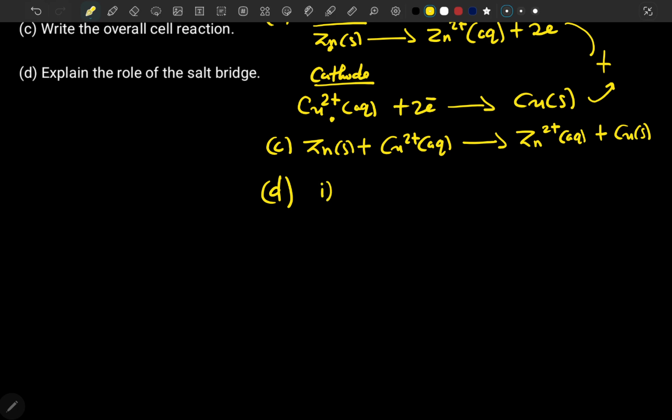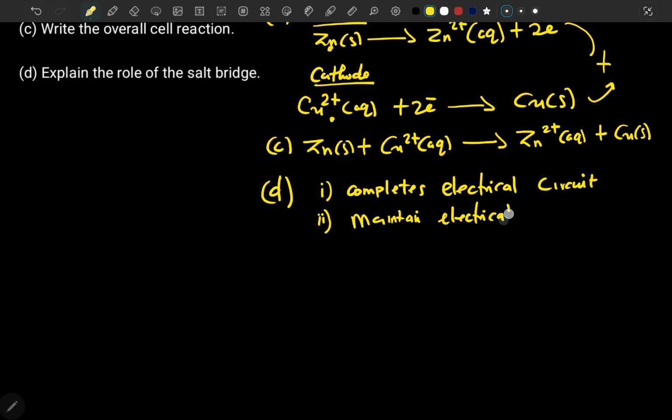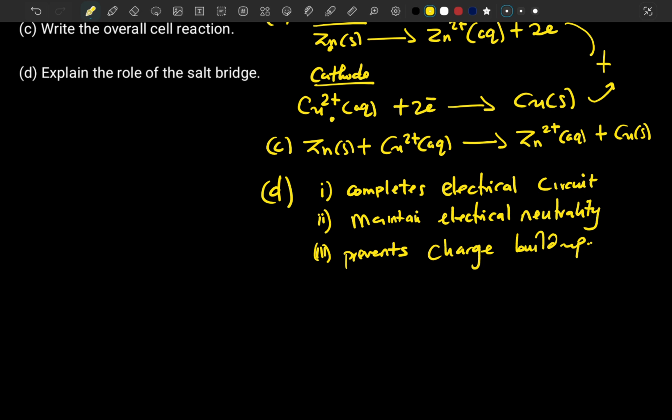Number one, it completes the electrical circuit. The second is that it maintains electrical neutrality. What else? It prevents charge buildup. It also allows ions to migrate between the half cells. It's also a function. To mention a few, I've only given you these.